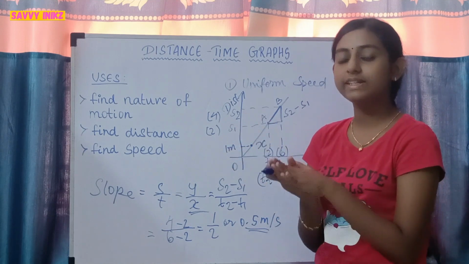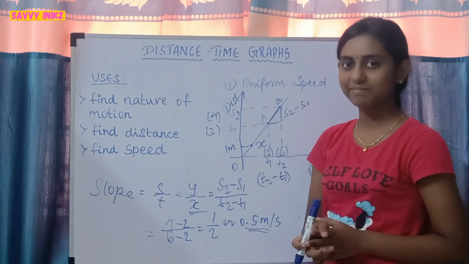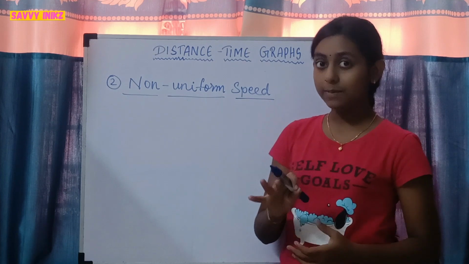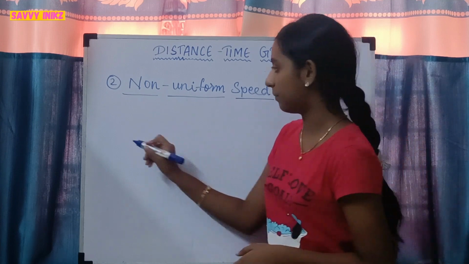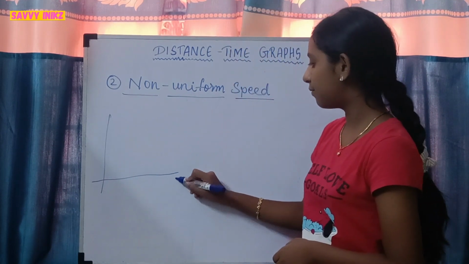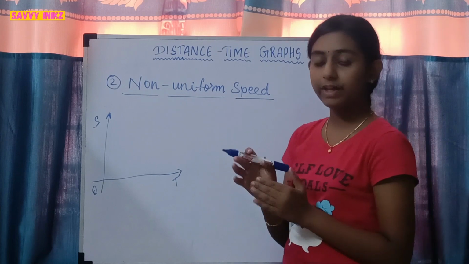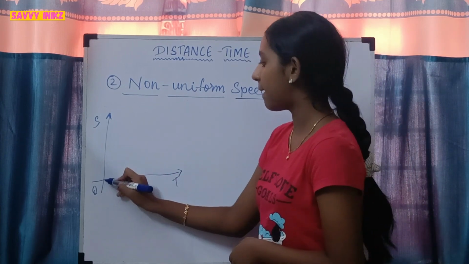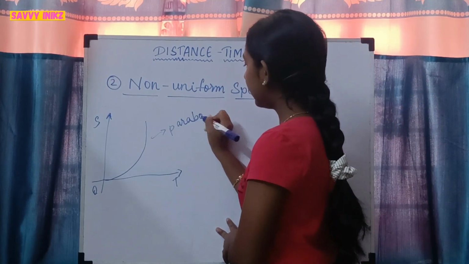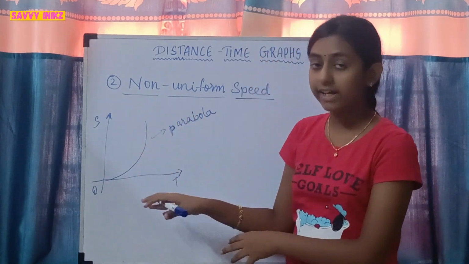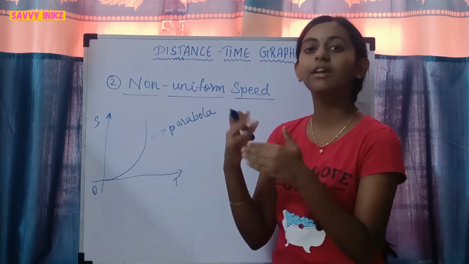Now let's move on to the next, which is non-uniform speed, and check out what the distance time graph for that looks like. There are 3 types of graphs under non-uniform speed. The first one is that the speed increases with respect to time. I'm drawing the outline of the graph, time here, distance here. The shape when the speed is increasing with respect to time is pretty much a parabola. You can see that it is a curved line, so the nature of motion here is non-uniform. This is the graph for the speed when it increases with time.